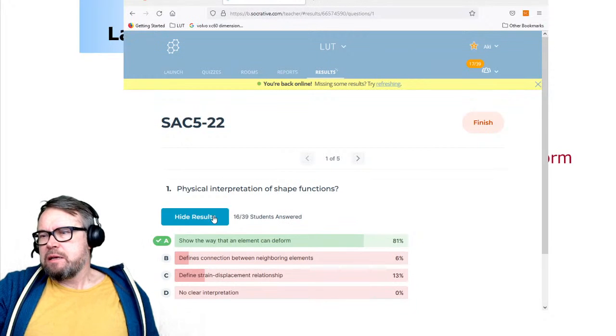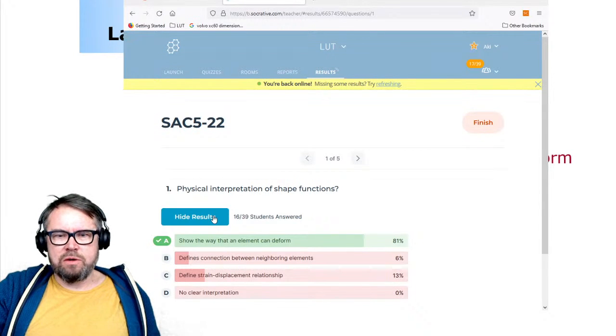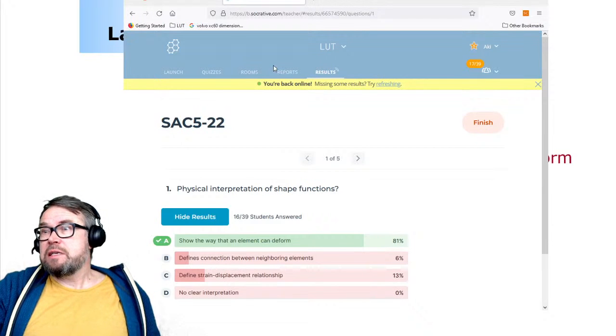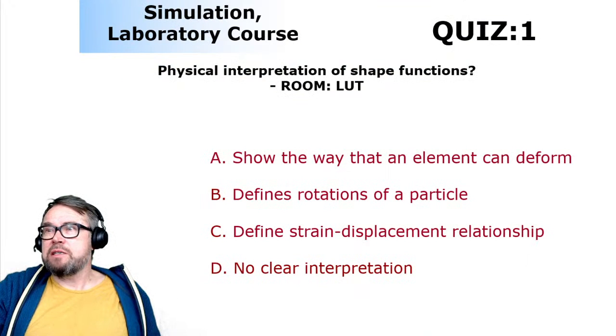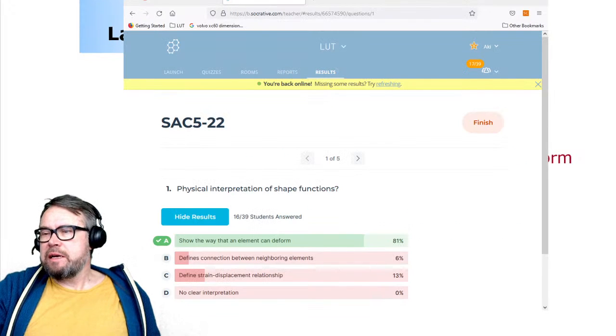Oh man, look at that. Oh my God, I have a bit of a mix-up here. The way I have set this in-class quiz in my Socrative is different than it reads in my slide. This is how it is in my slides: option B is define the rotation of a particle. And here it defines the connection between the neighboring elements. Sorry about that. Anyways, that too is incorrect. So it's not really related to that.